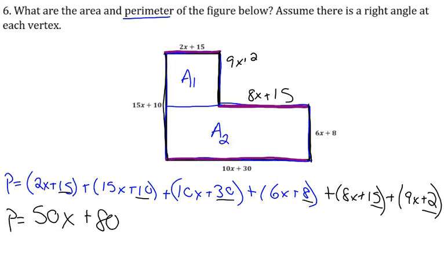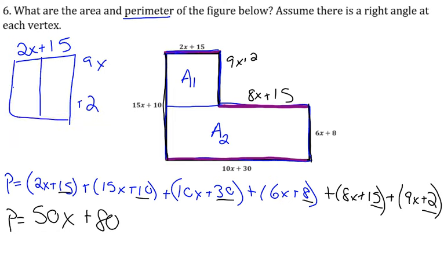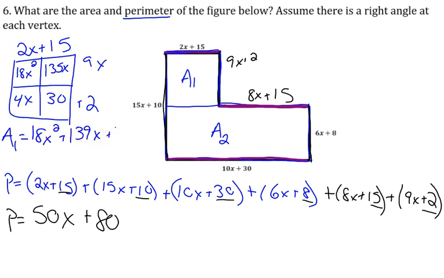Area is length times width. So the length, it's 2x plus 15 of this first region times 9x plus 2. So I need to do 2x plus 15 times 9x plus 2. And you get 18x squared plus 135x plus 4x plus 30. So the area of that first region, A1, is 18x squared plus 139x plus 30.